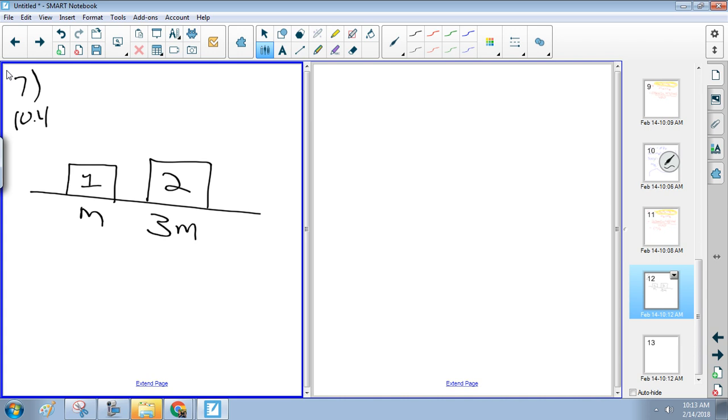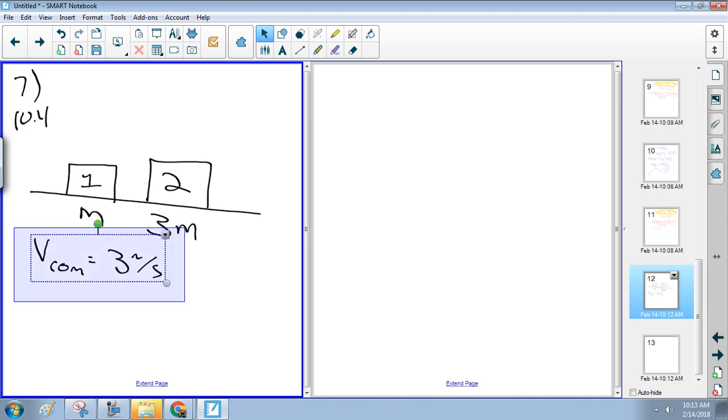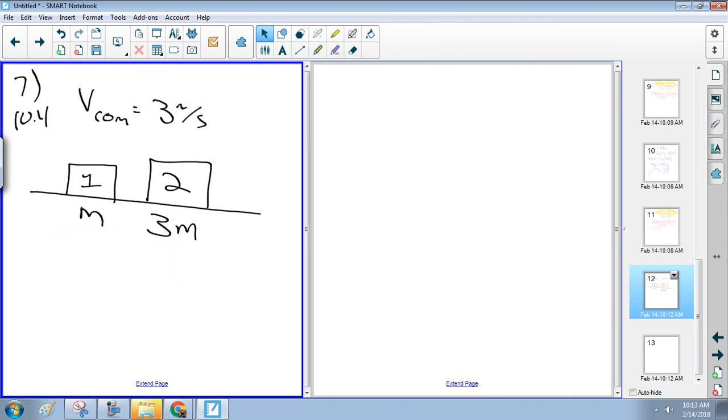Let's see. Prior to the collision, the center of mass of the 2-block system has a speed of 3 meters a second. So the velocity of my center of mass is 3 meters per second. That seems like it. Let's see what else. Oh, we also know that this guy... I'm going to move this. I also know that the velocity of block 2 initially is 0, and I know that the velocity of block 1 initially is not.